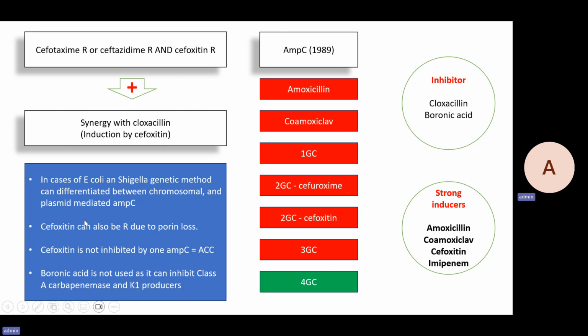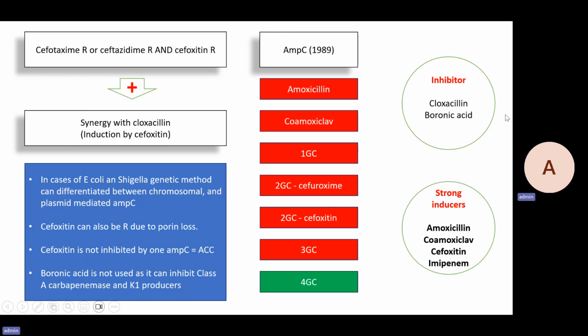So a few more points here. Cefoxitin can give you a false positive impression that it is an AmpC, because cefoxitin resistance can also be due to porin loss. Cefoxitin, as you know, is normally hydrolysed by AmpC, but the only one that is not party to that is the ACC type of AmpC. So all AmpC will be resistant to cefoxitin except this one, ACC.